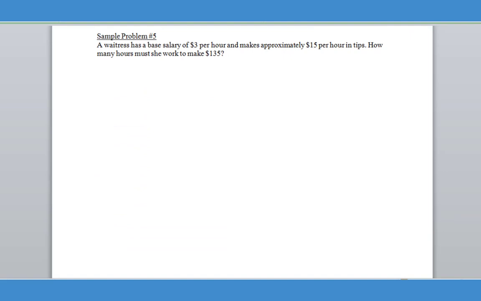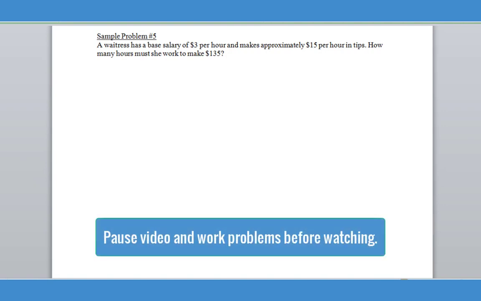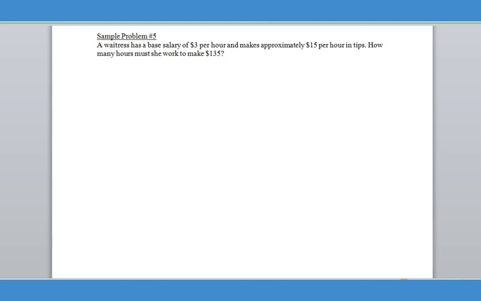Sample problem 5 describes a situation of a waitress who earns a base salary, but then also receives tips on an hourly basis. So go ahead and take an opportunity to work sample problem number 5 and use the previous example to guide you. First thing I want to do, I'm going to read this problem and see if I can come up with a verbal model that represents the scenario. It says a waitress has a base salary of $3 per hour, makes approximately $15 per hour in tips. How many hours must she work to make $135?